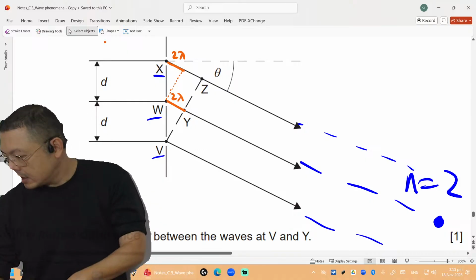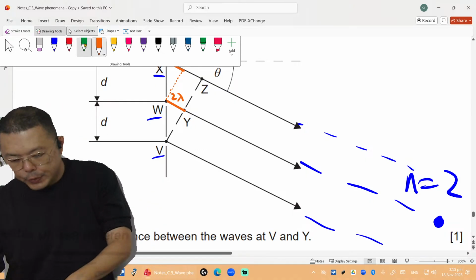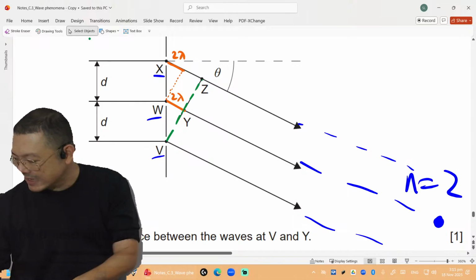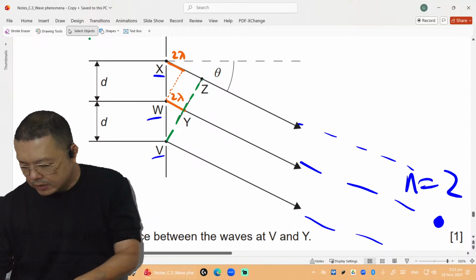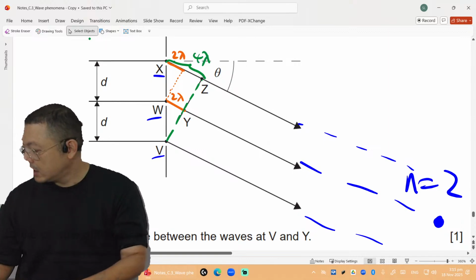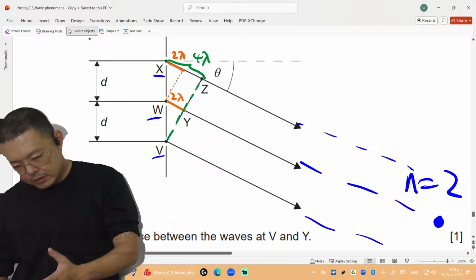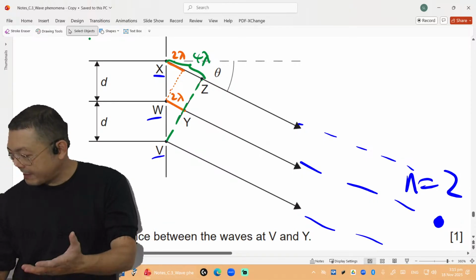Okay? What they did drop for you is they intentionally try to trick you by giving you the dotted line here that joins between the first and the third one, which means that the total distance here is 4 lambdas. Yeah, there you go. Right? So in case you're wondering what you're looking at, this is your diffraction grating.